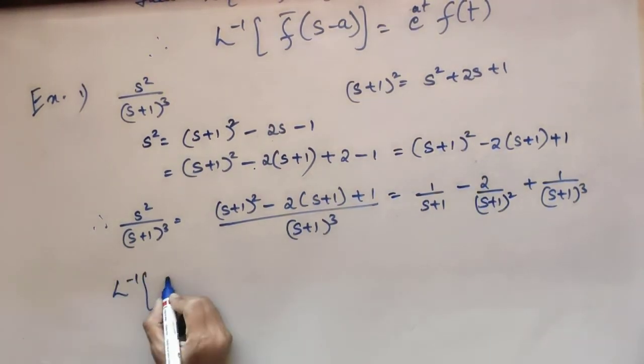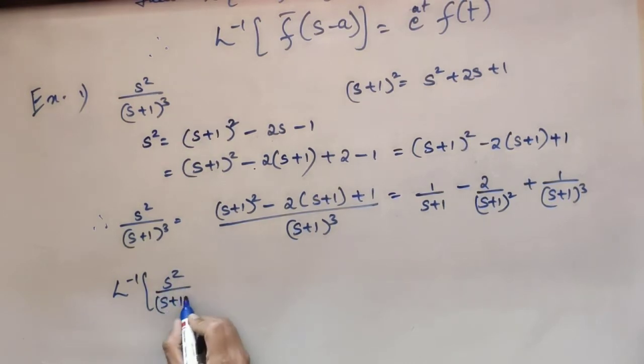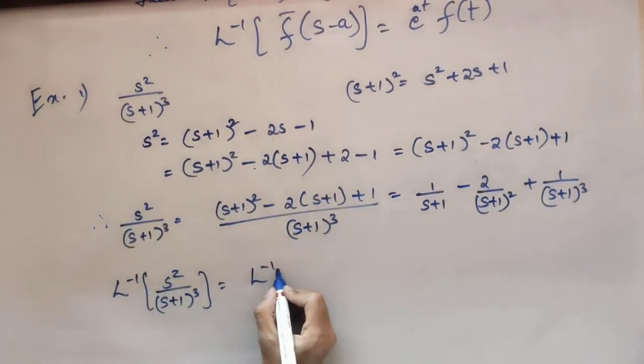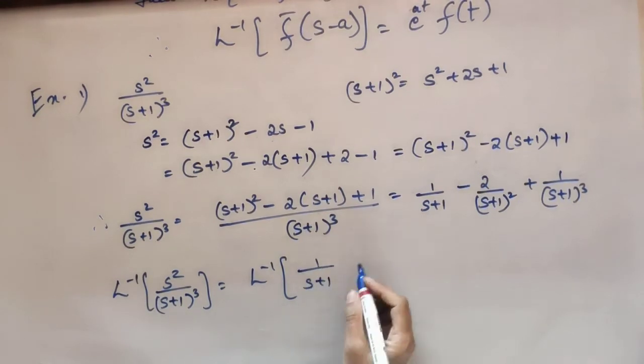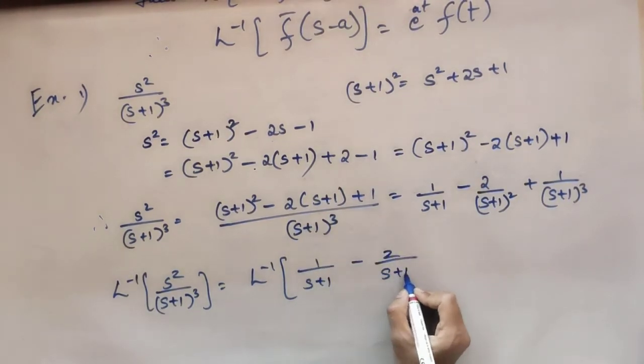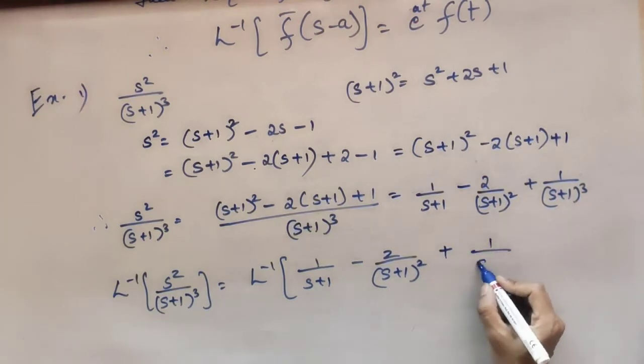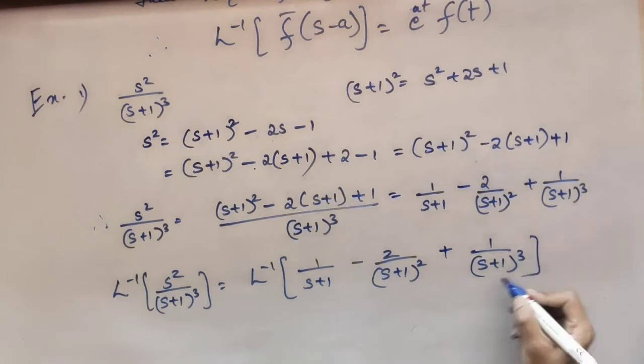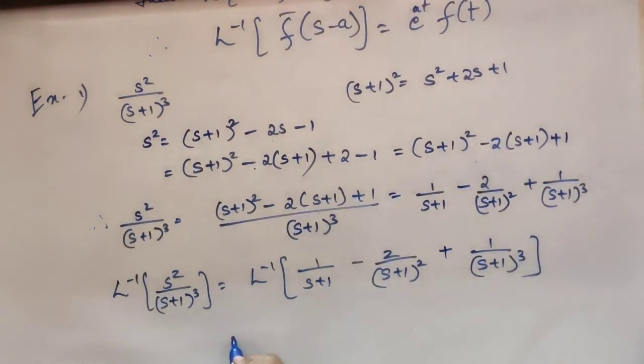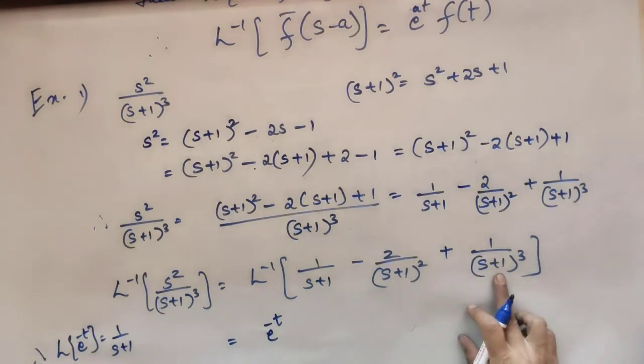Therefore, L inverse of s square divided by s plus 1 the whole cube will be L inverse of 1 divided by s plus 1, minus 2 divided by s plus 1 whole square, plus 1 divided by s plus 1 whole cube. Now first thing, it's very simple. What is the inverse Laplace transform of 1 divided by s plus 1? It will definitely be e to power minus t, because you all know the Laplace transform of e to power minus t is 1 divided by s plus 1. And here also it is s plus 1, here also it is s plus 1.